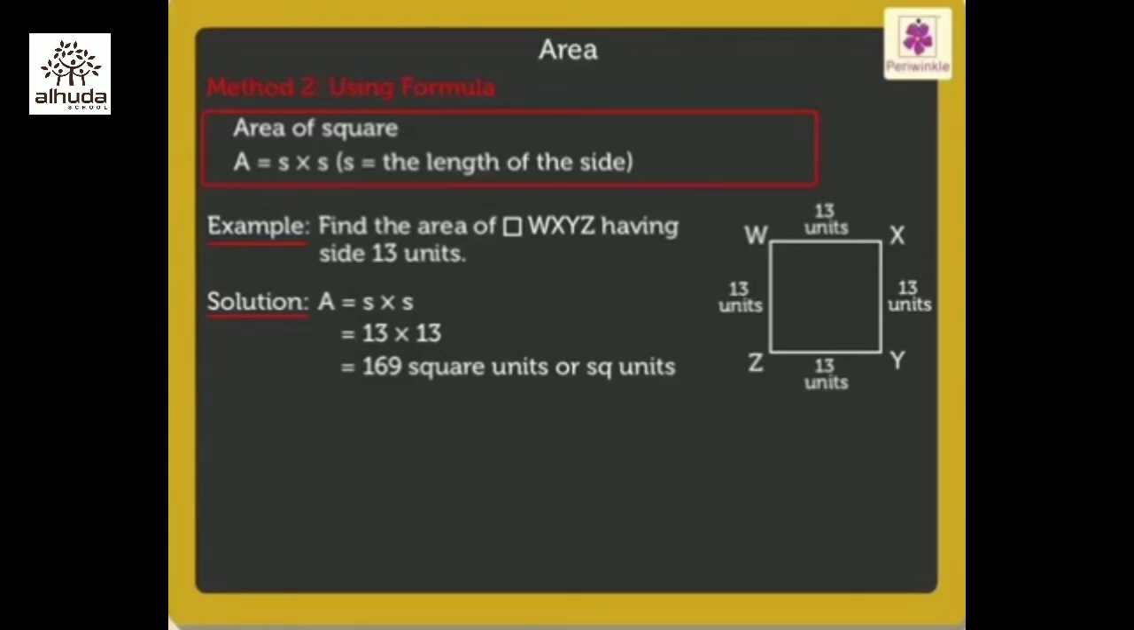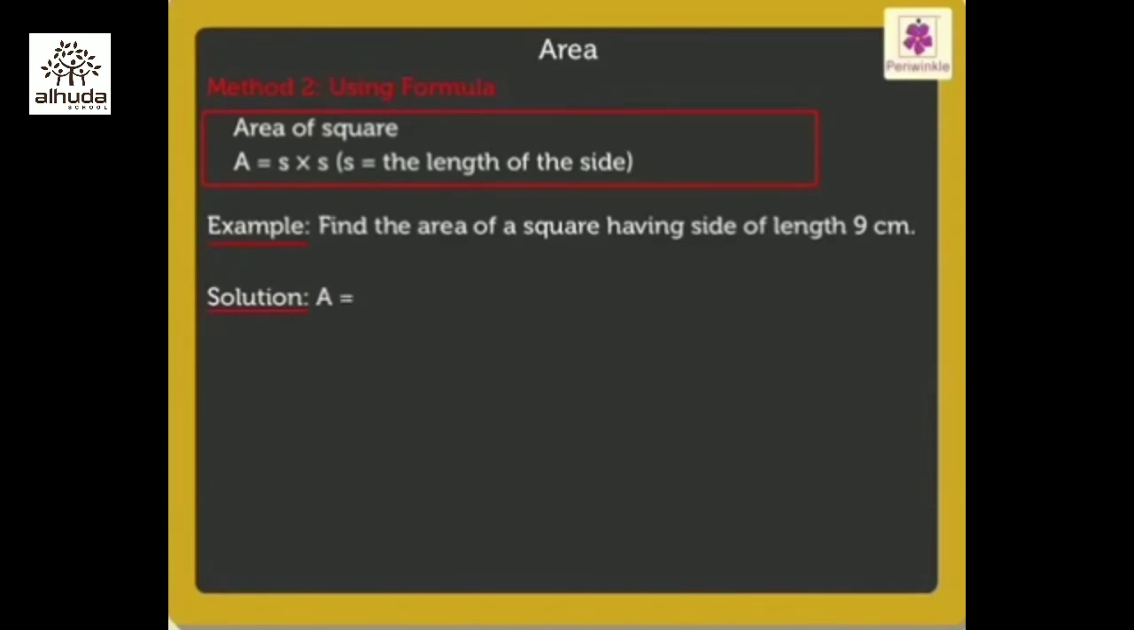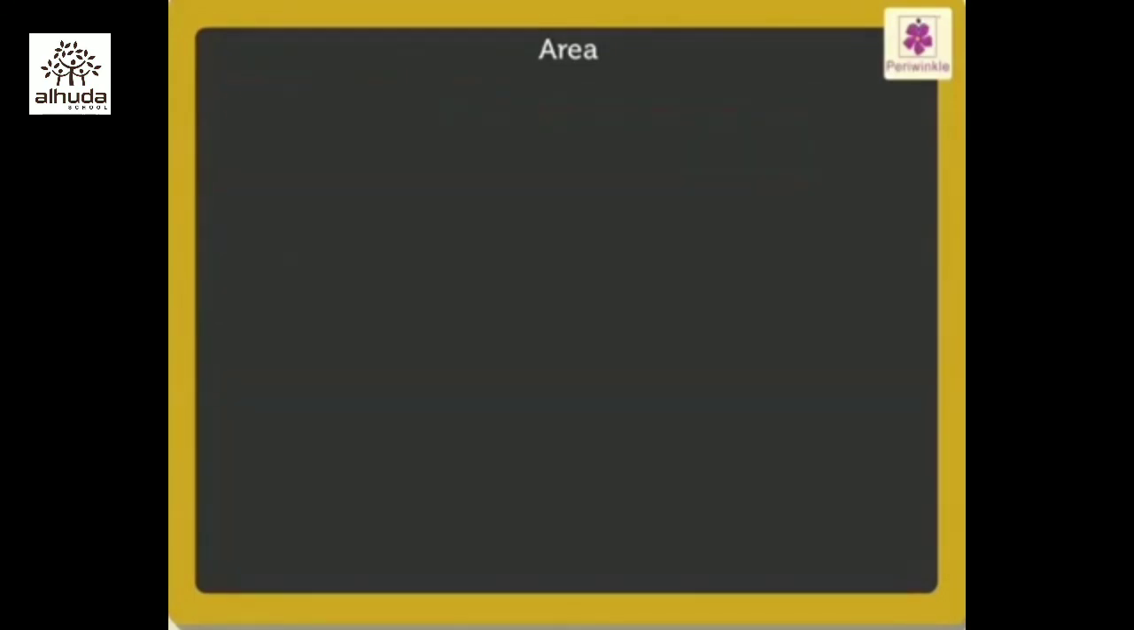Now, let's solve one more example to understand it in a better way. Find the area of a square having side of length 9 centimeters. Area is equal to side into side, which is equal to 9 into 9, which is equal to 81 square centimeters. Remember the formulas.